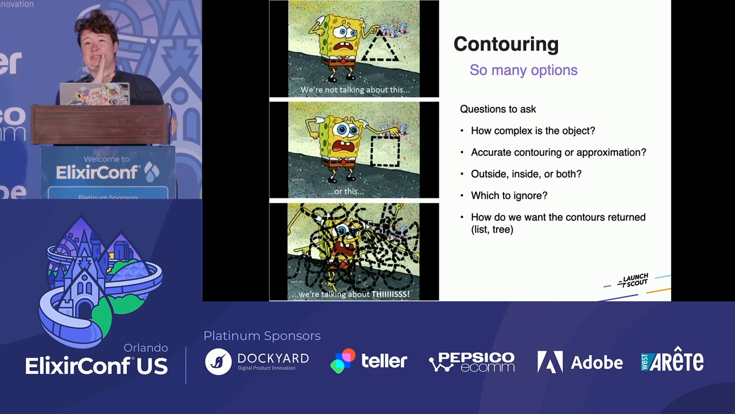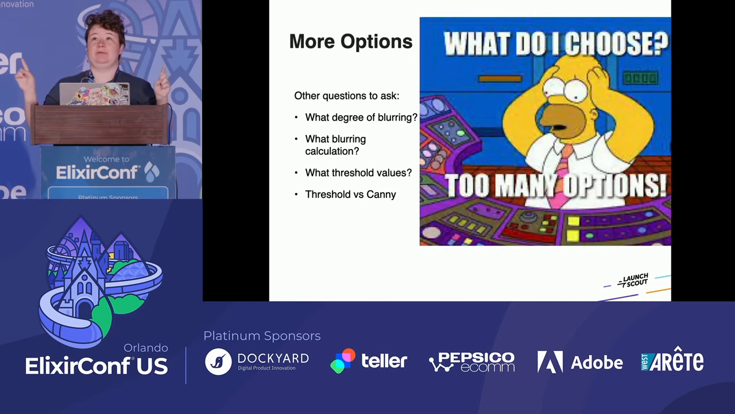Hint, you're going to want to ignore some unless you want your whole screen to look like a bunch of red squiggles. And how do we want the contours returned? The quickest way is to have it returned as a list, but if you're interested in the parent hierarchy, you can also return them as trees so that you can see what contours are inside of other contours. That was one function of this application that we had to ask questions about.